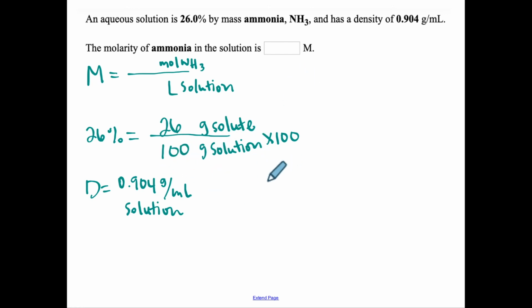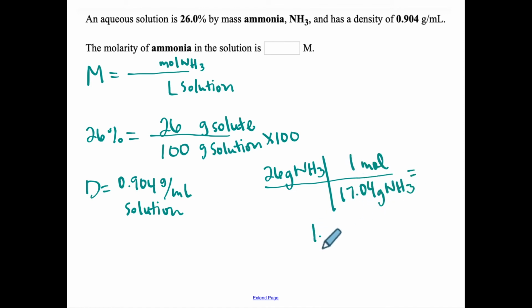If we take 26 grams of NH3, we can convert it to moles by dividing by its molar mass, which is 17.04 grams of NH3 is equal to 1 mole. When we type that in, we get 1.5258 moles of NH3, which is what we're going to put right up here.